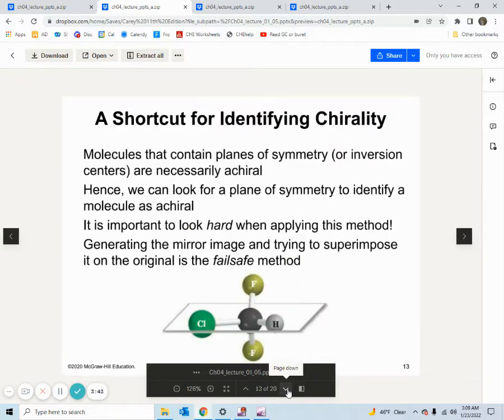Here's a shortcut for identifying chirality. Molecules that contain planes of symmetry or inversion centers are necessarily achiral. Hence, we can look for a plane of symmetry to identify a molecule as achiral. Look hard. Be careful when applying this method. Generating the mirror image and failing to superimpose it on the original is a fail-safe method.